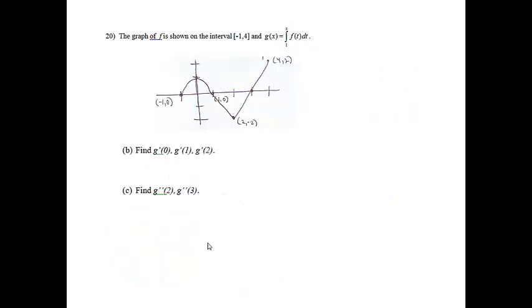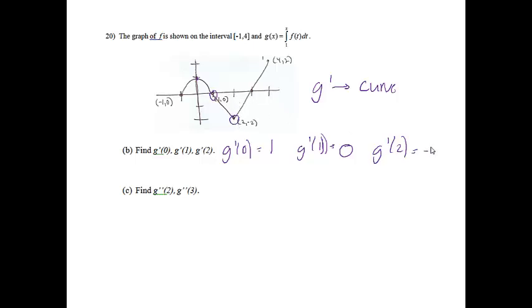All right, part B, find g prime of 0, 1, and 2. We put on the other page that g prime was actually just the curve. So if I'm finding g prime of 0, I'm just looking at 0. The curve is up at 1. G prime of 1, just look over at 1. The curve is at 0. And g prime of 2, if I go over to 2, is right here. The curve is at -2.